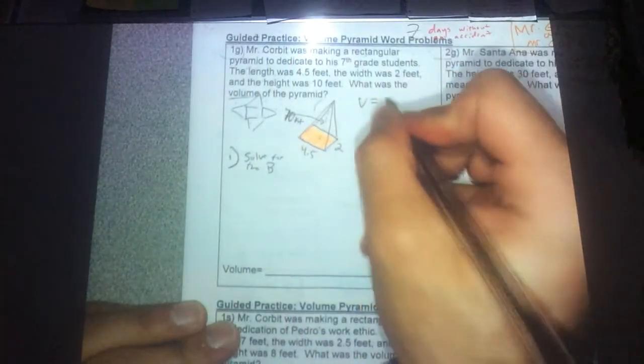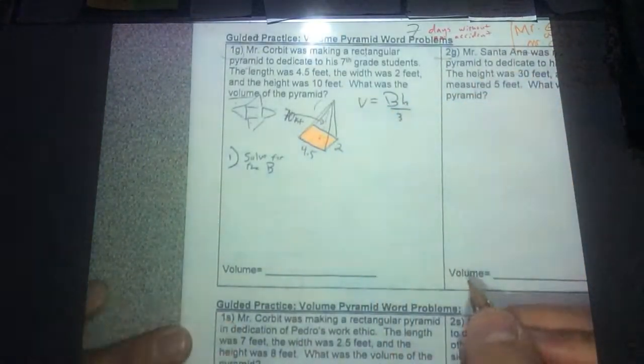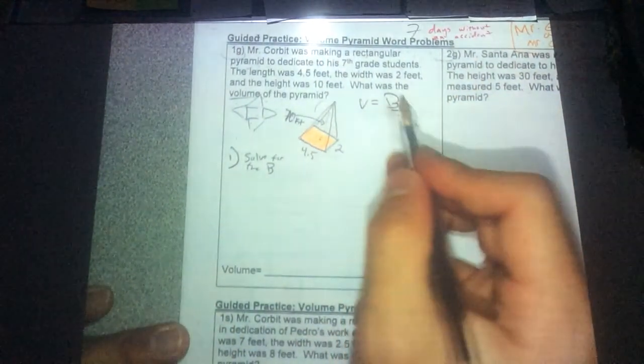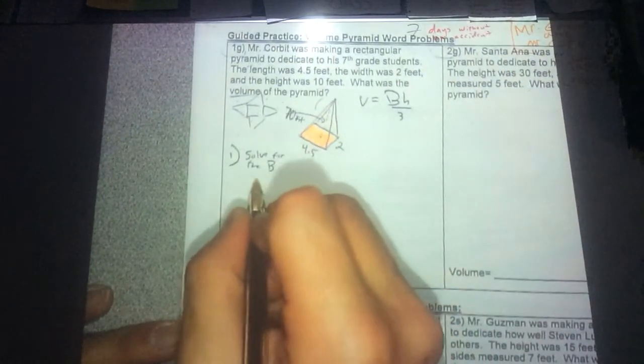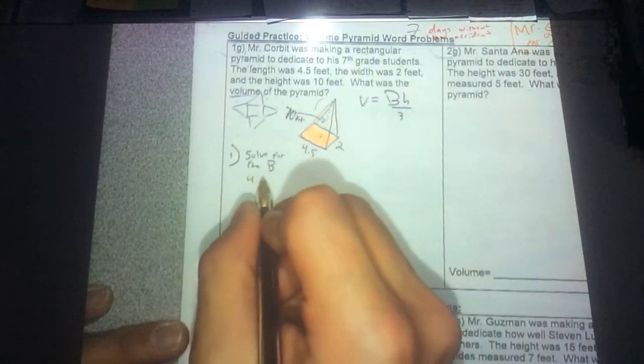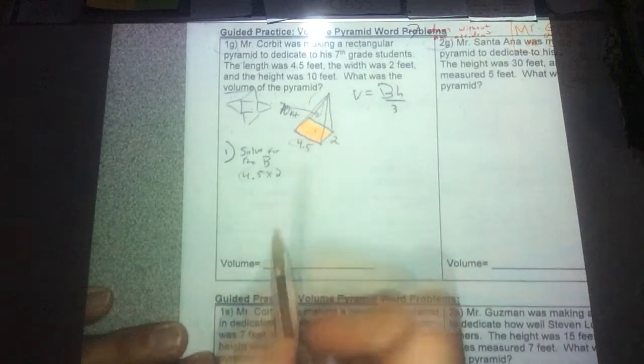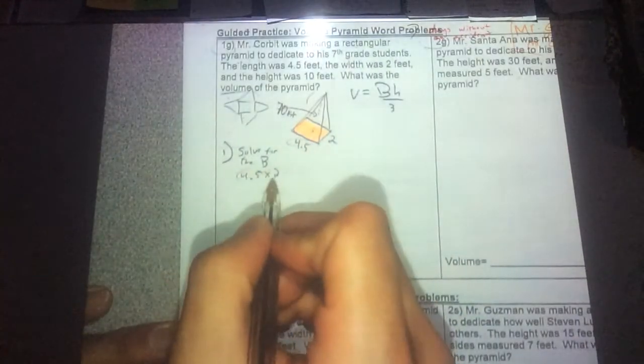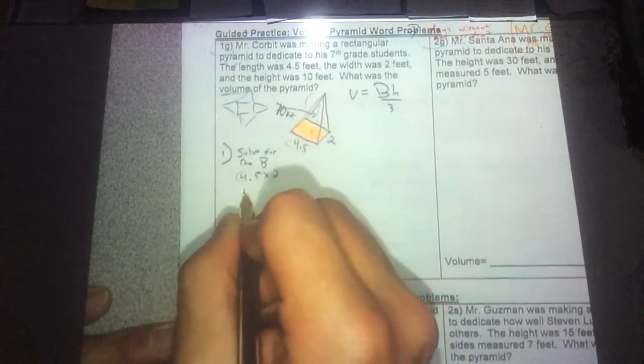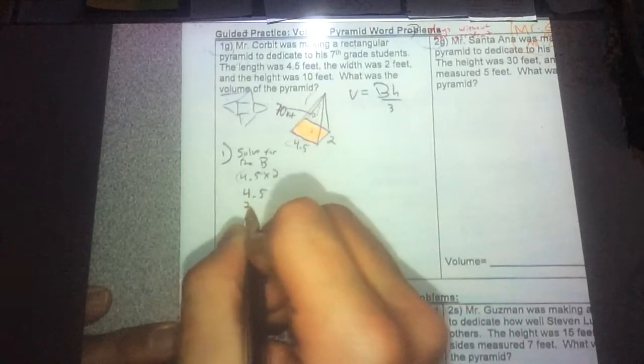And remember, we're always having this formula in mind, base times height divided by 3. We're solving for this area of the base first, this big B. Okay, so now we have 4.5 times 2. Now I purposely put it in a decimal because I know a lot of you are having trouble and I need to make sure that I can teach this. So the way that I would do this is you can treat this like 4.5 times 2.0.